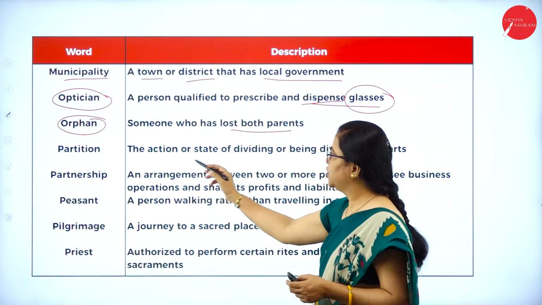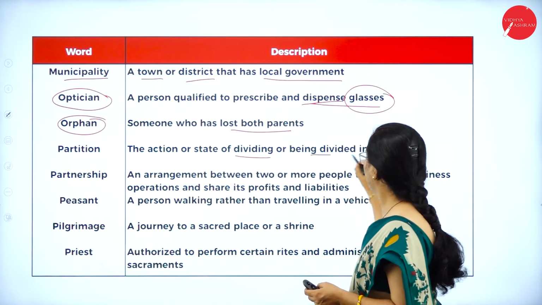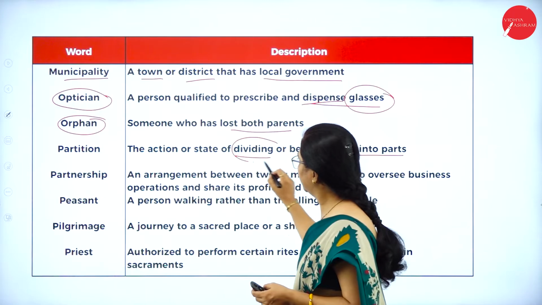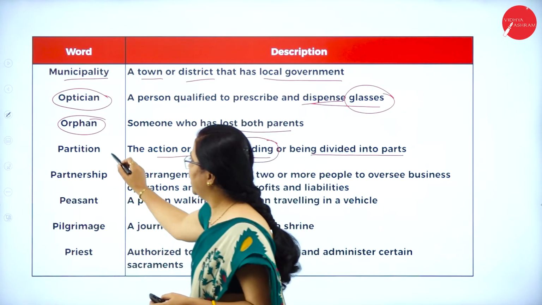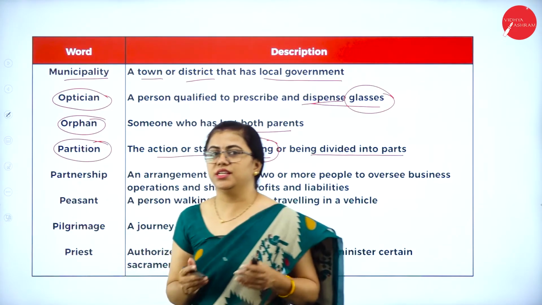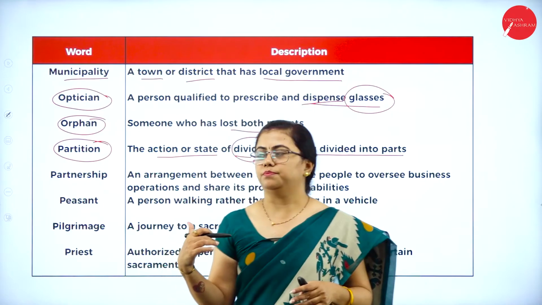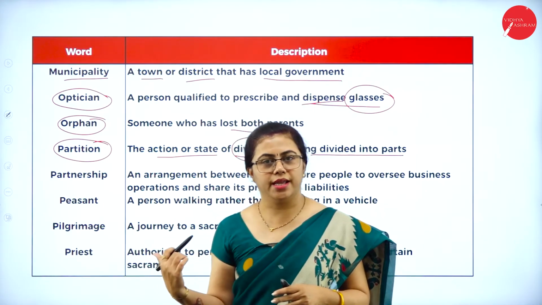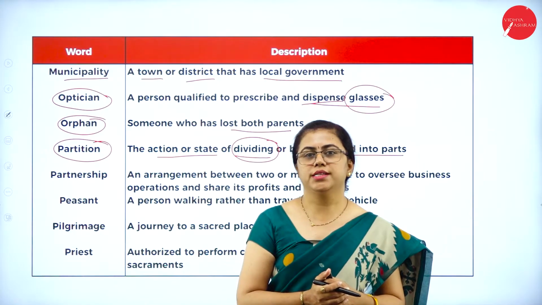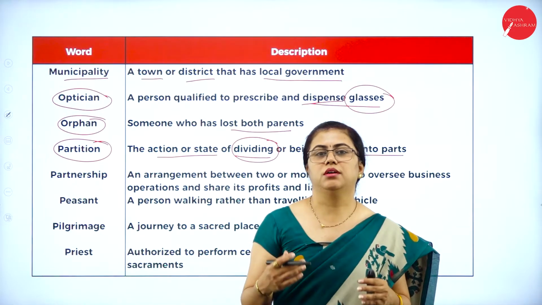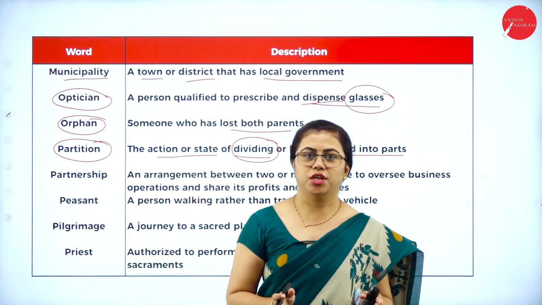Okay, then the action or state of dividing or being divided into parts. So whenever this word dividing comes, the action of dividing is called as partition. Partition is nothing but dividing. Usually this is referred to with property. So in Margaya's story also, it is something related to the property. This word is being used. So the property of Margaya's ancestors was partitioned, you can say.